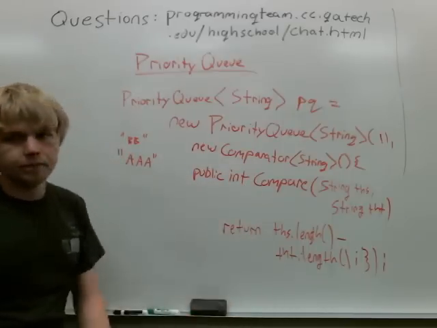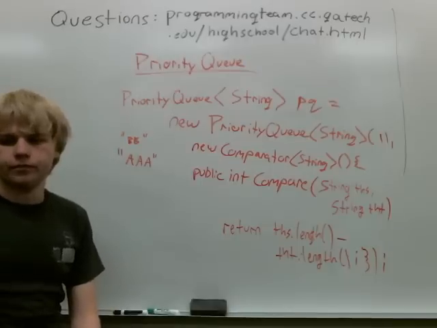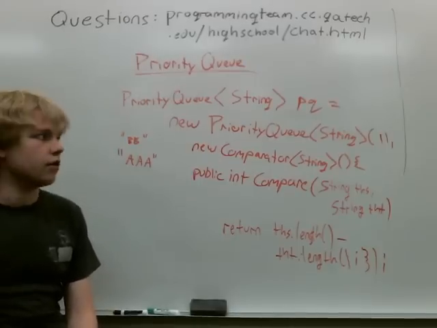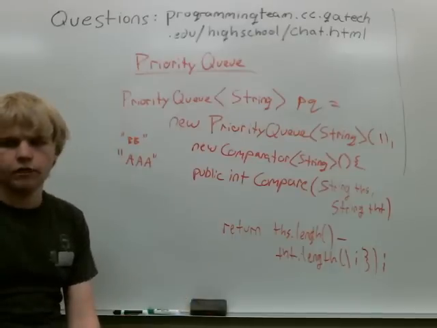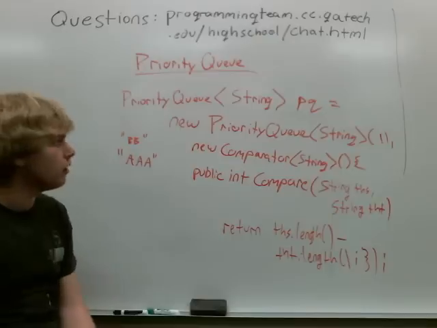That's what this is right here. So that's what a priority queue basically does, and that's how you instantiate it and how you can sort of mess with the ordering of it.